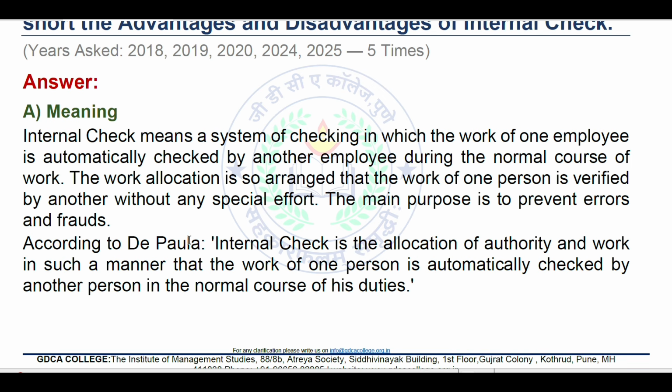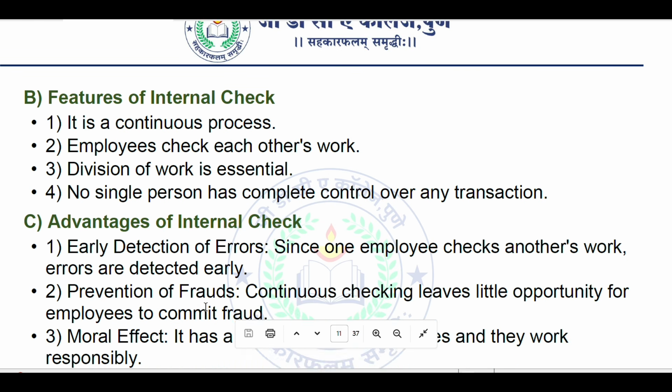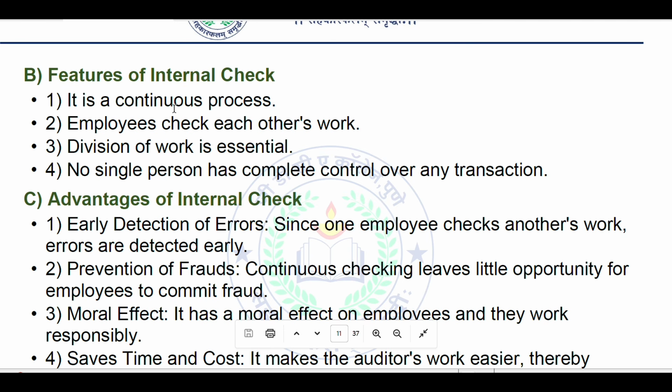According to De Paula, internal check is the allocation of authority and work in such a manner that the work of one person is automatically checked by another person in the normal course of his duties. Next, B, features of internal check.